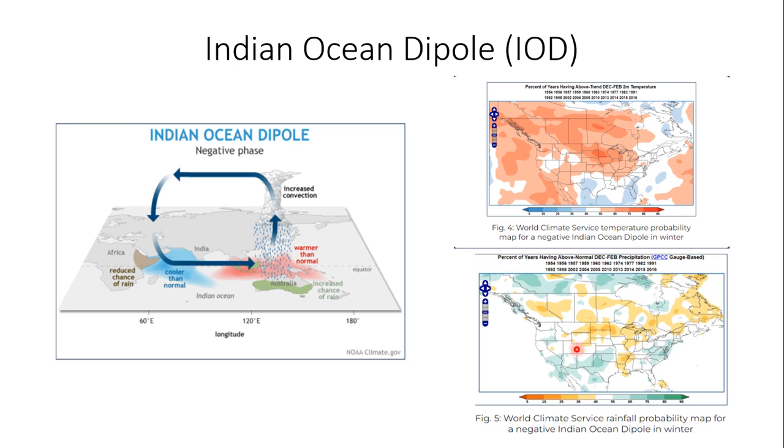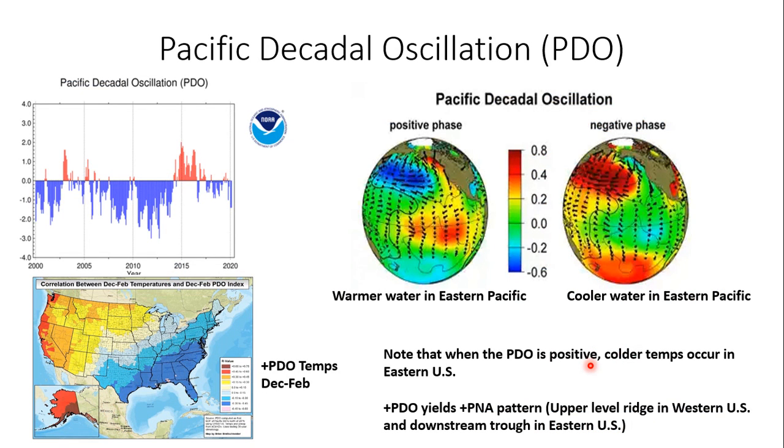As far as probability of precipitation during a negative IOD in the wintertime across the U.S., green coloring indicates above normal precip. Brown coloring indicates below normal precip. So not only are we warmer than normal across the northern plains, but we're also drier than normal. And then across the eastern U.S., we're wetter than normal across the mid-Atlantic specifically and across parts of Texas and New Mexico. All right, so that's the IOD.